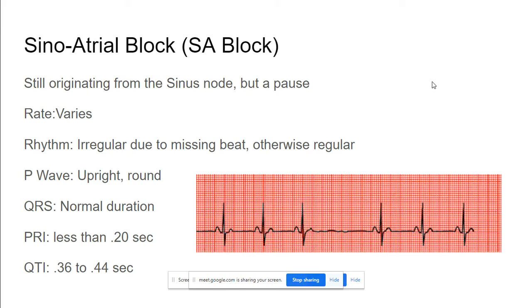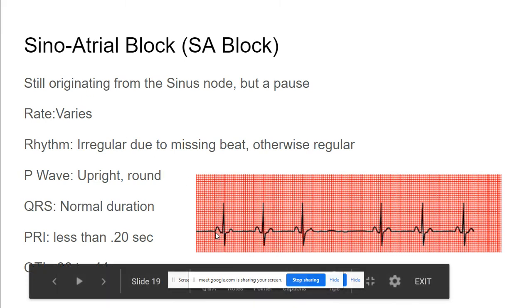Okay, so when we say block, because we just did our section on blocks, that just means that there is like a roadblock in between something within the heart. So if we have an SA block, that just means that from the SA node, there's a block, okay? But it's still a sinus rhythm because the PRI is still great. The QRS is still great. Okay? The rhythm becomes like blocked right here. Otherwise, the rest of the rhythm is completely regular.